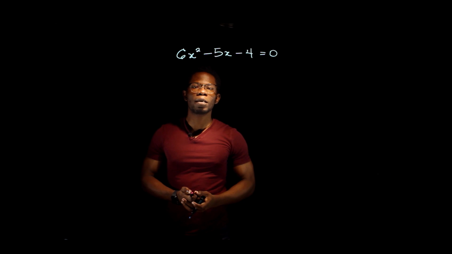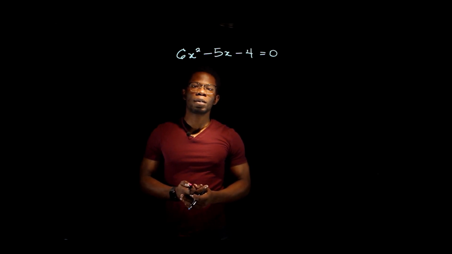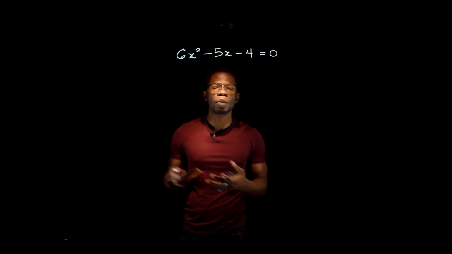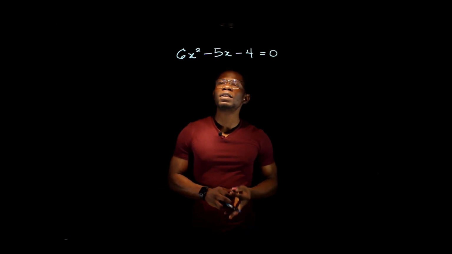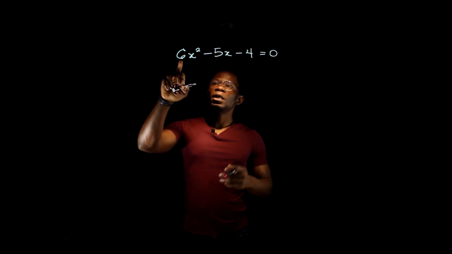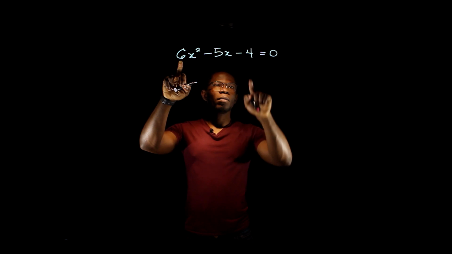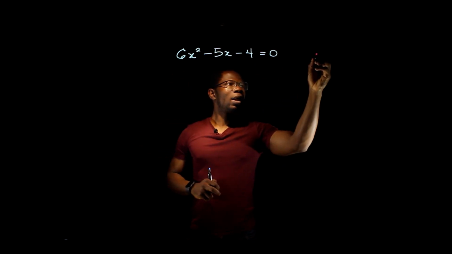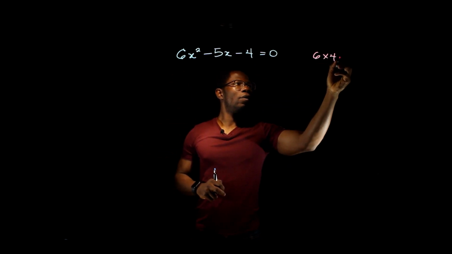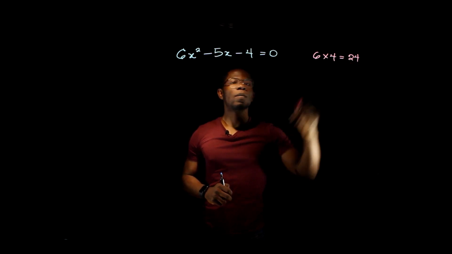So let's do a final example to really drive home the point. Now we repeat all the steps we had done for the previous two examples. And the first step is to multiply the coefficient of the x squared term here by the constant term here. And that is 6 multiplied by 4. This is equal to 24.